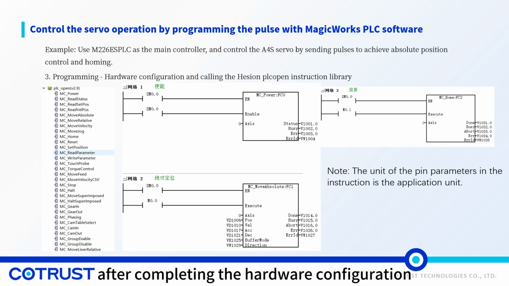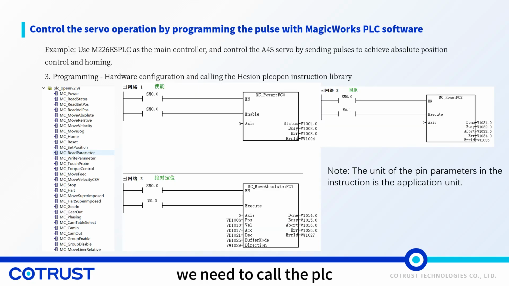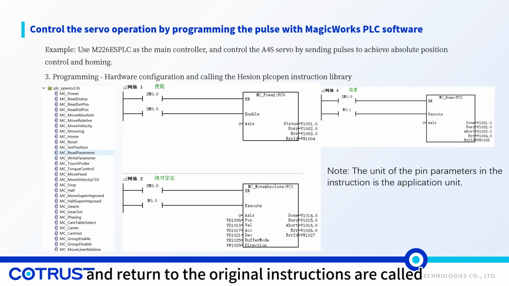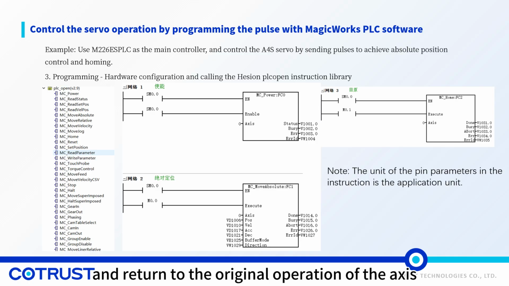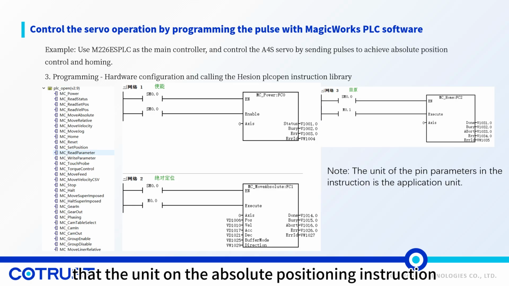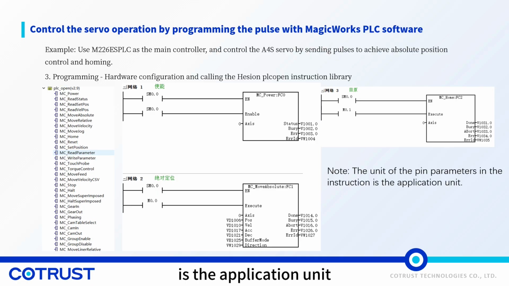After completing the hardware configuration, we need to call the PLCopen library instructions in the program to control the axis. Here, enable, absolute positioning, and return to the original instructions are called, which can realize the enable, absolute positioning, and return to the original operation of the axis. Note that the unit on the absolute positioning instruction is the application unit, not the pulse. The meaning of the instruction can be found in the manual.